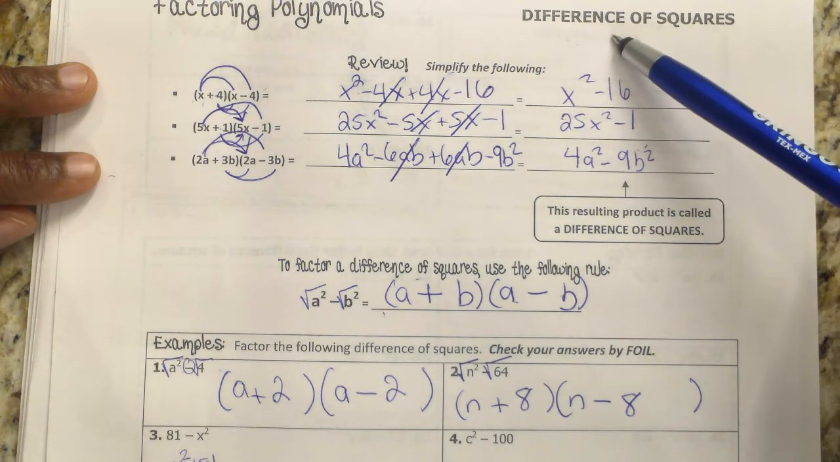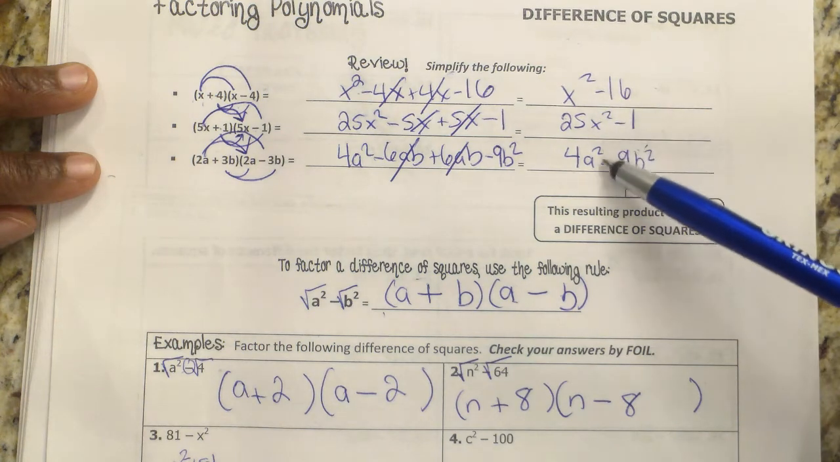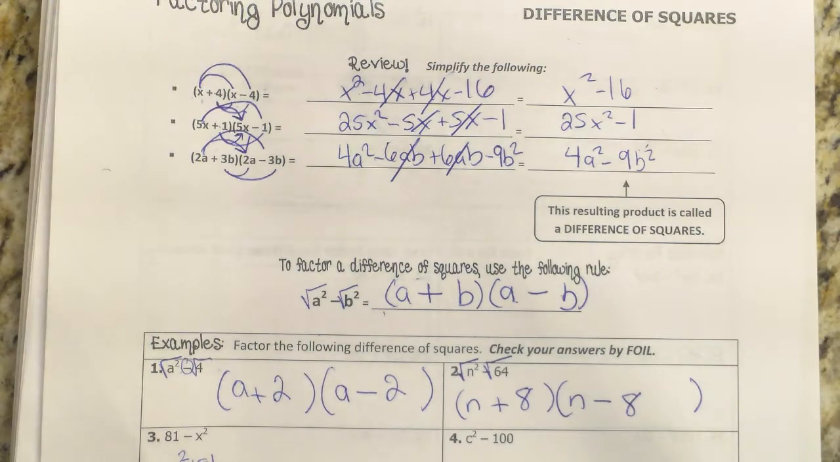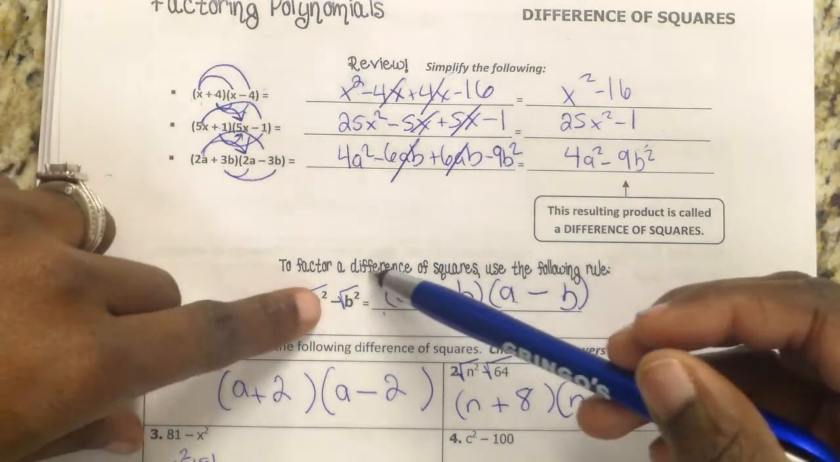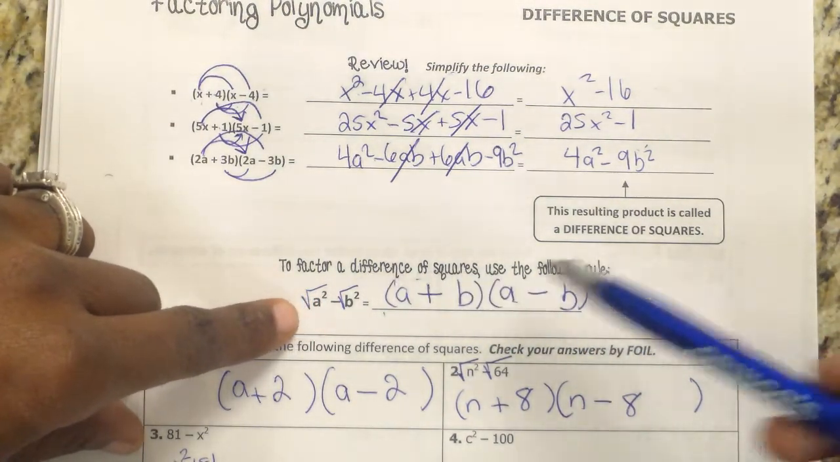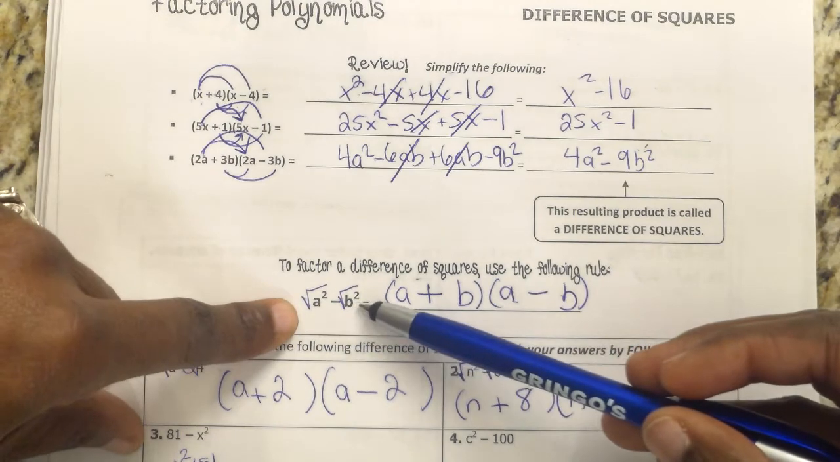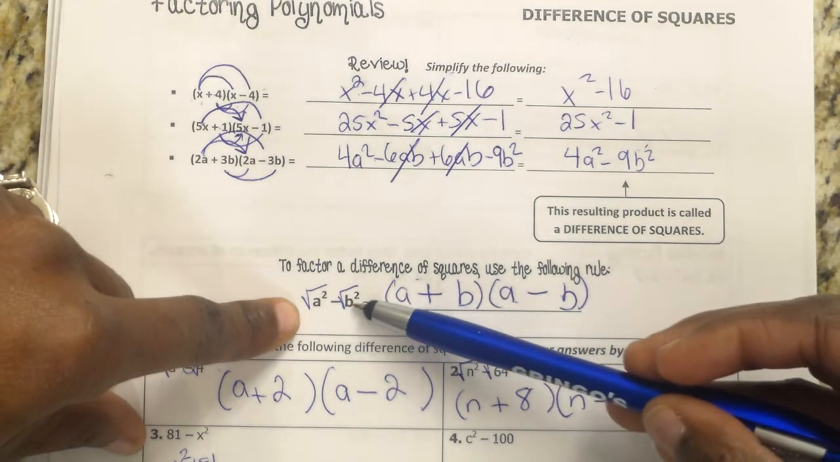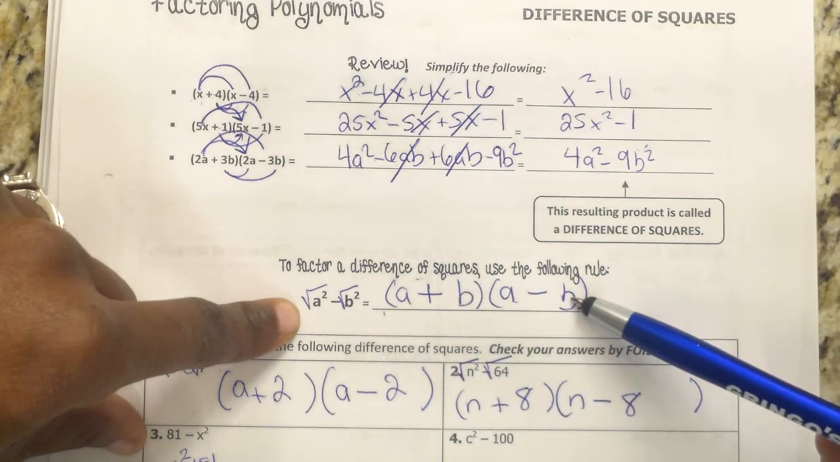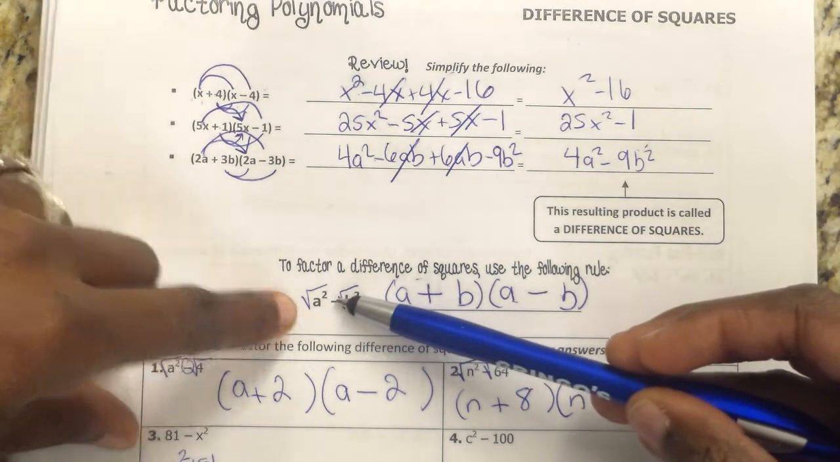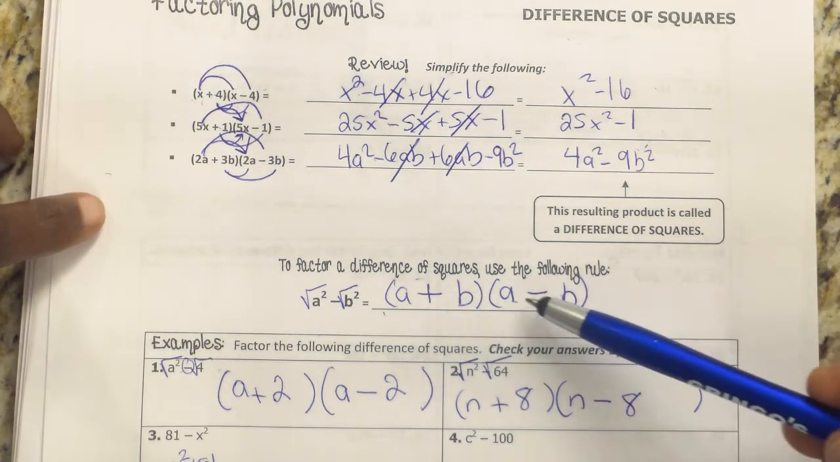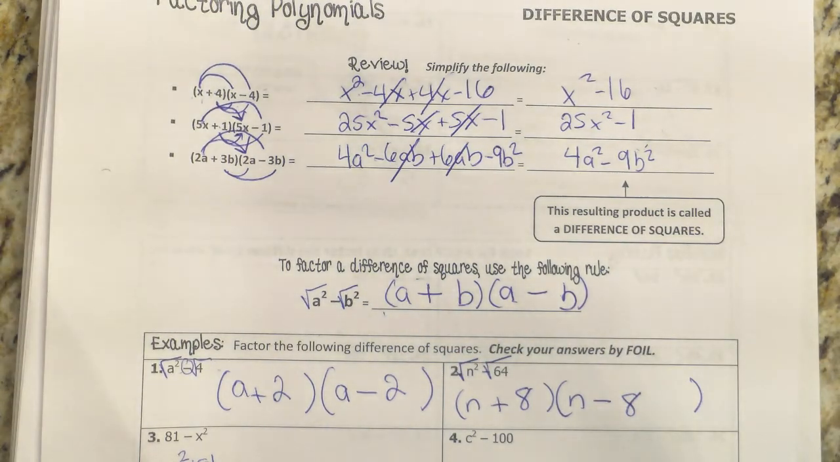Difference means subtraction, so there has to be a minus sign in the middle. Got it? And square, of course, means you take the square root. So to factor a difference of squares, use the following rule. You take the square root of the first and the last term. The square root of a squared is a times a. The square root of b squared is b times b. And since it has that minus sign, it's a difference of squares. So we have opposite signs, a positive and a negative, so that the middle terms can cancel out.